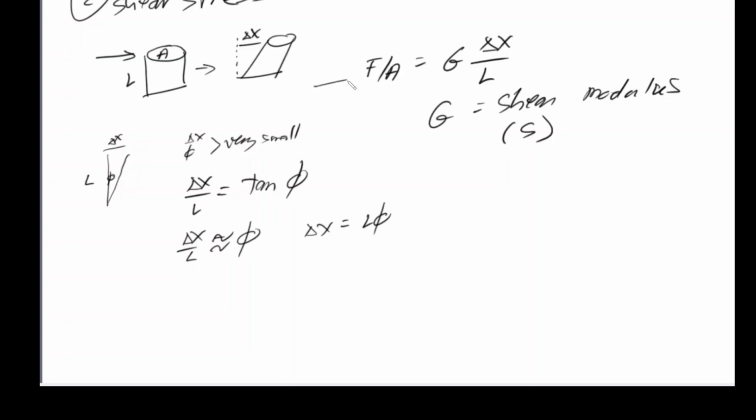If we then go back to our equation, we get F over A is equal to G times L phi over L, or F over A is approximately G phi, and this is in radians. So you can use this trick to find phi, the angle that the shear stress causes, for very small movements.